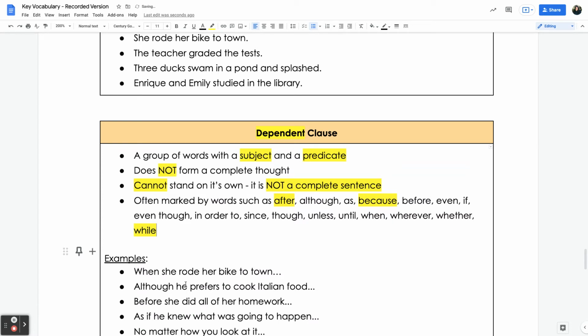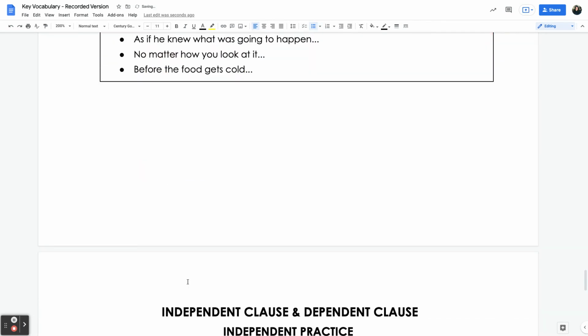If I was talking to someone about a chef that I know, and I said, although he prefers to cook Italian food, and then I stopped, the person might look at me strange. It's not a complete thought and it's not a complete sentence, and it leaves the other person wondering, like, what are they saying? The same thing is if I said, as if we knew this was going to happen, and then I don't continue the phrase. That would be an example of a dependent clause.